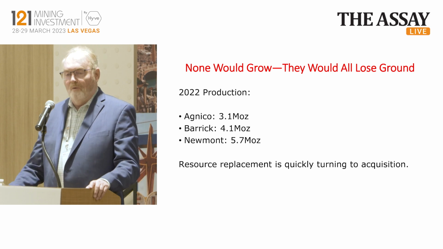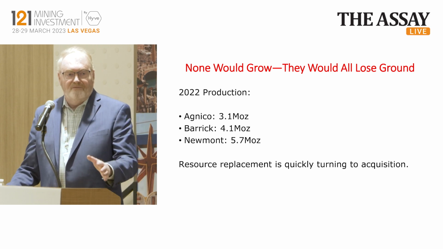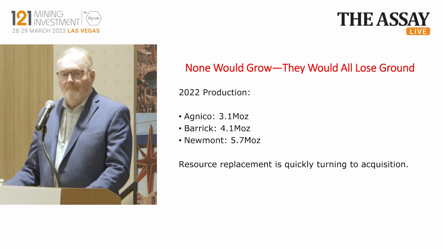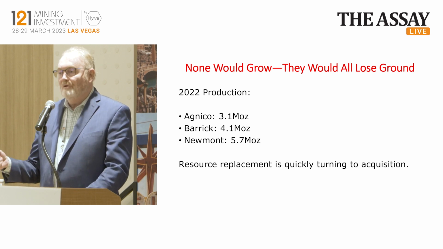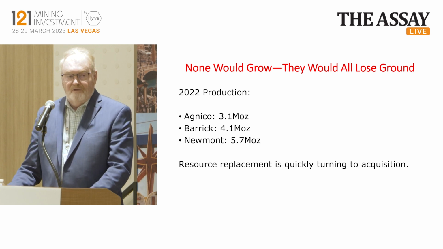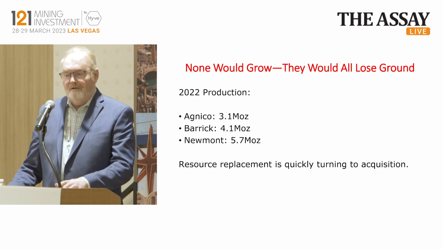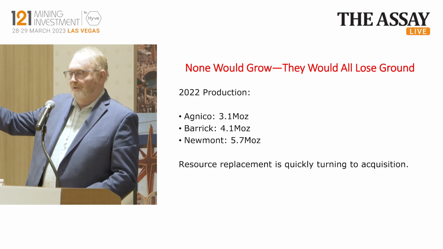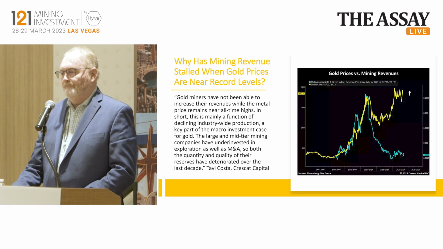Barrick produced 4.1 million ounces a year. Finding 3 million ounces a year doesn't do the trick. They would lose over 1 million ounces a year. Newmont, 5.7 million ounces last year they produced. Finding 3 million ounces doesn't move the needle for them. It's almost even half of what they produced last year.